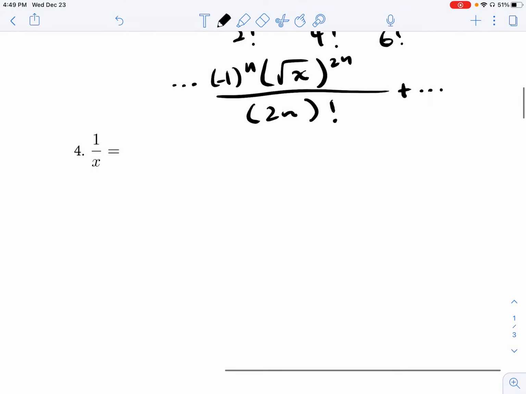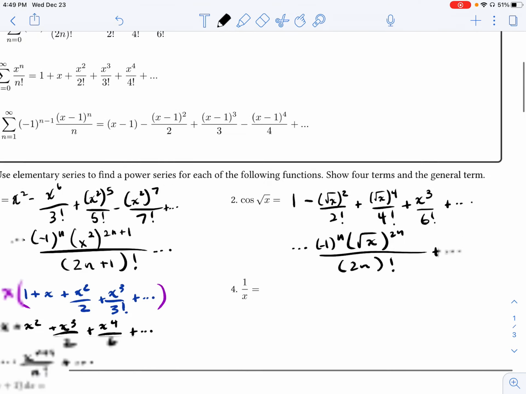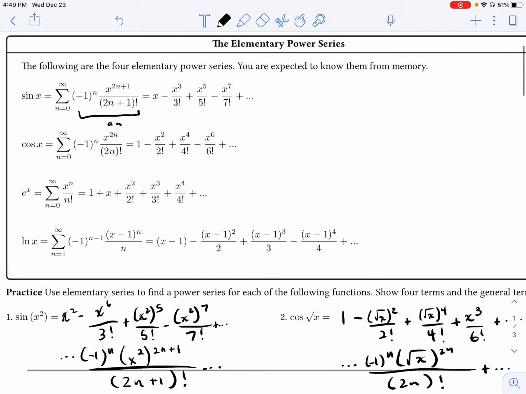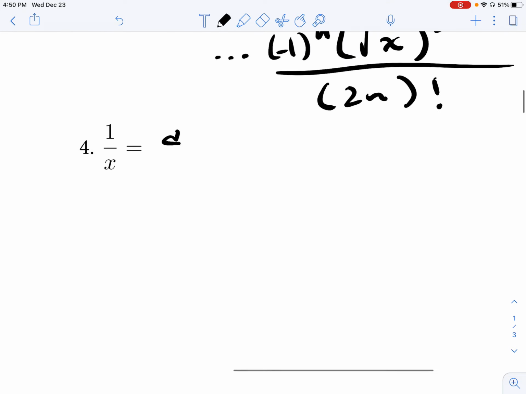What about something like number 4? Well, number 4 here, we've got 1 over x. And at first glance, you may not see how this is connected with any of these elementary power series, but if you remember, 1 over x is simply the derivative of the natural log of x. So we can say that this is equal to the derivative of the natural log of x.